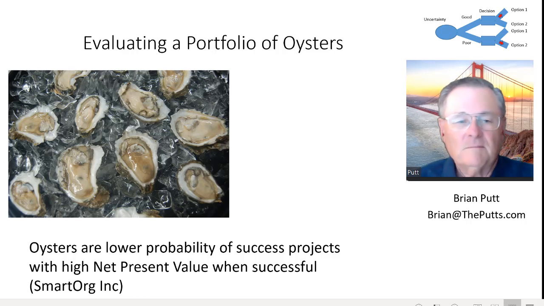This is Brian Putt. Today I'd like to talk to you about evaluating a portfolio of oysters. Or what are oysters? Oysters are those things that have a low probability of success, but high value when they are successful. The term oysters comes from SmartOrg, who breaks up the portfolio into 4 different quadrants, depending upon the probability of success and the value of the project when successful.